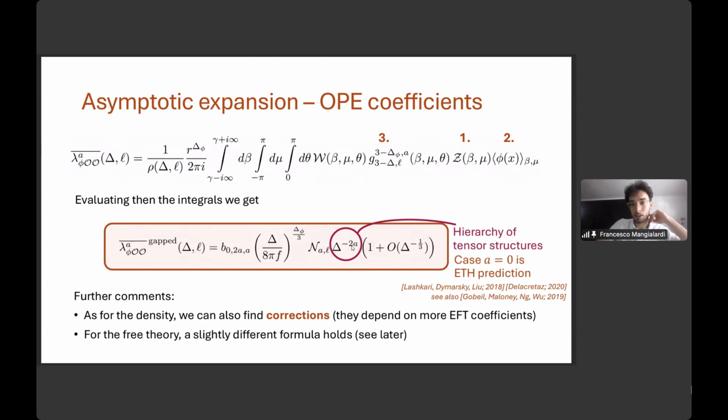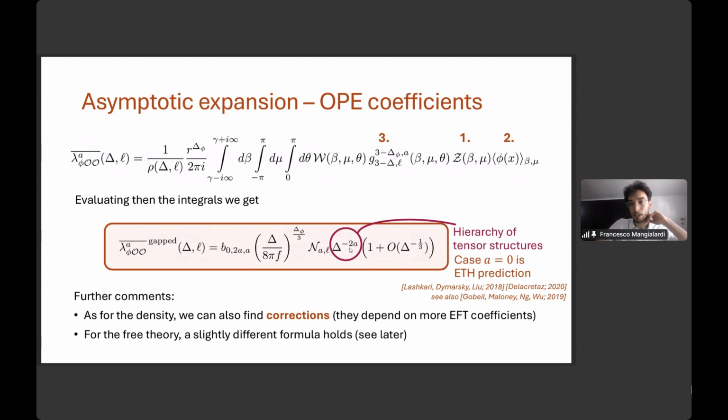And then we have this additional scaling, which depends on the tensor structure label of the block. And you see that the higher the value of the tensor structure label, the more the behavior of the OPE coefficient is suppressed, to the point that if the dimension of the external field is low enough, we can have that some OPE coefficients grow and some decay when we go to very large delta. So this is why we call this a hierarchy of tensor structures.